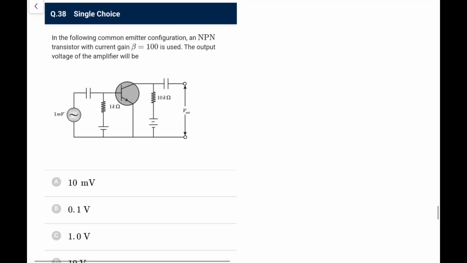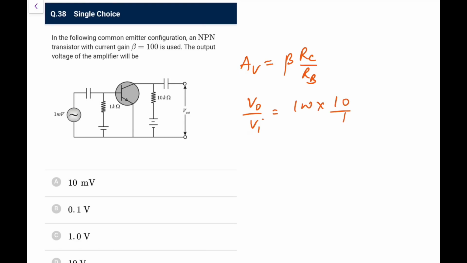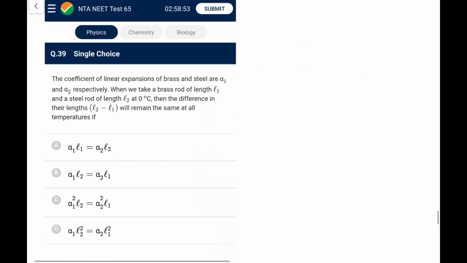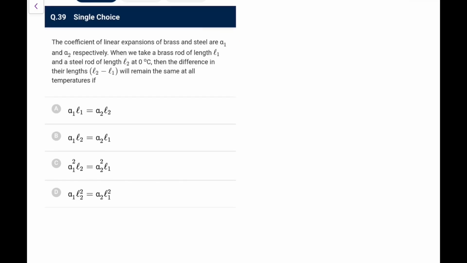Next one. In the following common emitter configuration, NPN transistor with current gain 100 is used. This is the same question being repeated again and again. AV is beta RC by RB. You can write the minus sign also, that's not needed here. AV is VO upon VI, beta is 100, RC by RB is 10 by 1, that is 1000, so VI is 1 millivolt into 1000, that is 1 volt. So go for this 1.0 volt, option C. This is the third or fourth time I'm doing this in JEE Main and NEET papers of NTA. They are not finding questions, I suppose, after giving these 64, 65 tests in both.